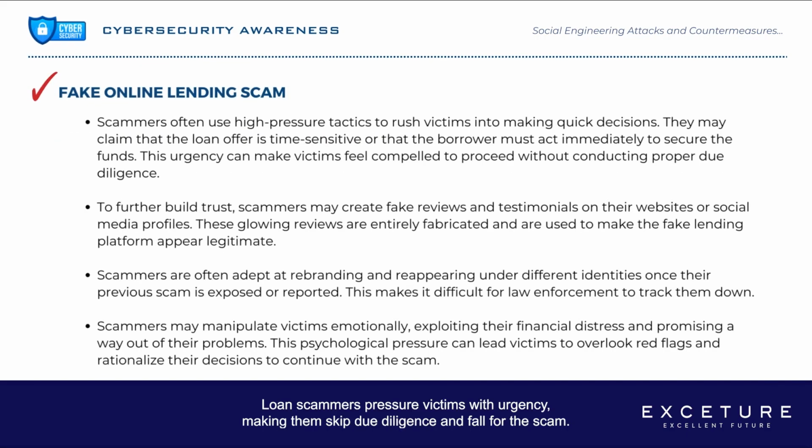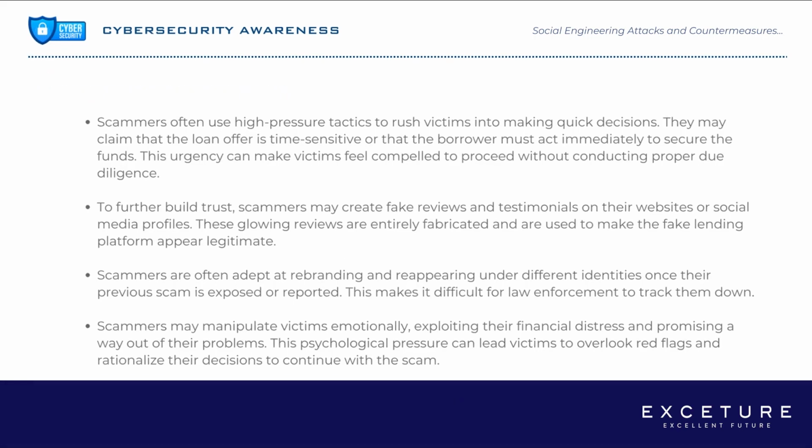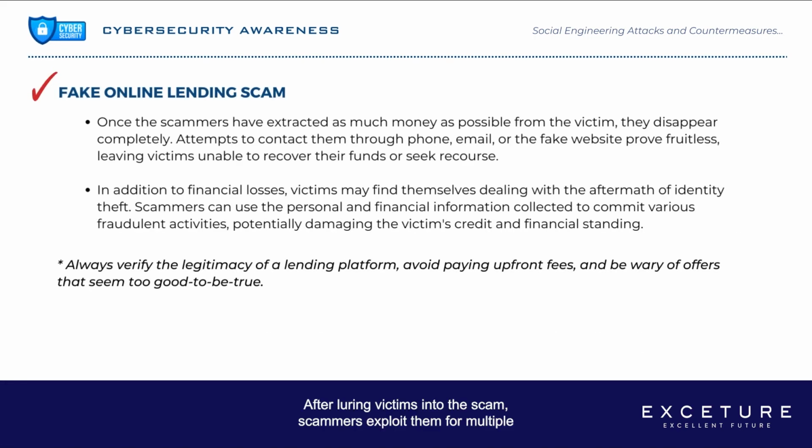Loan scammers pressure victims with urgency, making them skip due diligence and fall for the scam. They also create fake reviews to gain trust and constantly change their identities to evade authorities. Victims' emotional manipulation causes them to ignore red flags and continue with the scam. After luring victims into the scam, scammers exploit them for multiple payments before disappearing completely. Victims are left unable to contact scammers through any means. Furthermore, victims often face the aftermath of identity theft, with scammers using their information for various fraudulent activities, causing severe credit and financial damage that takes a long time to resolve.